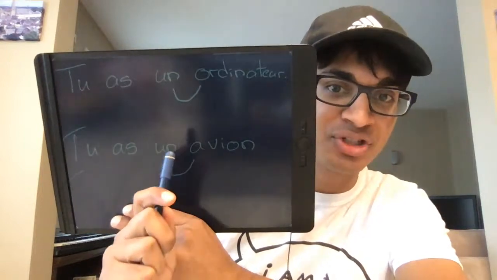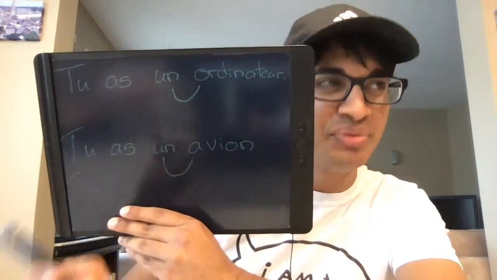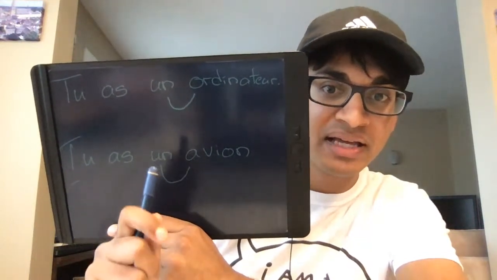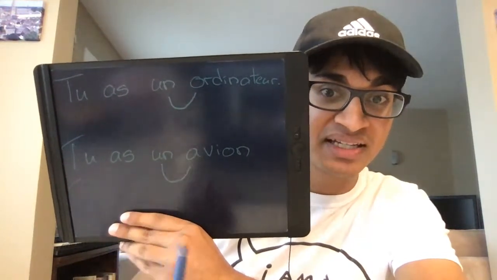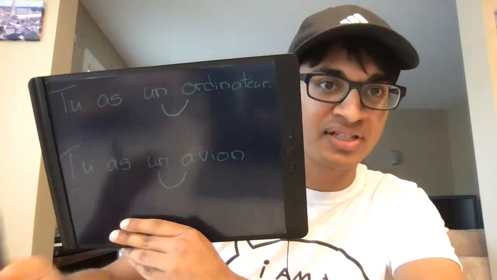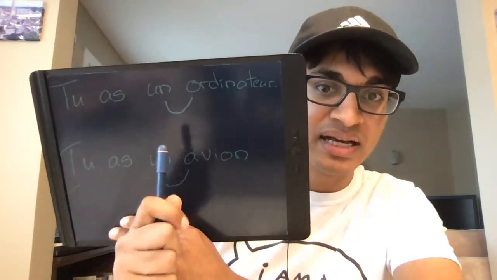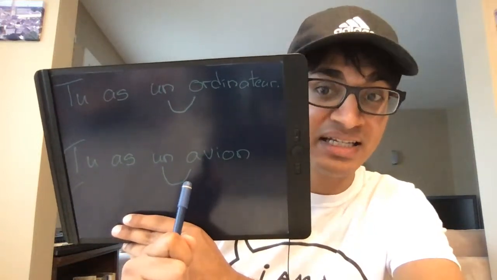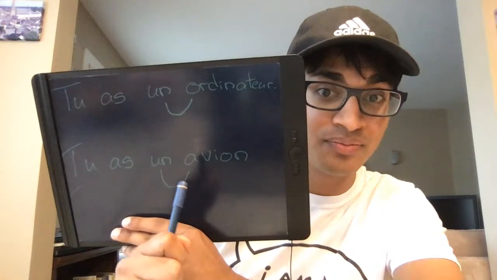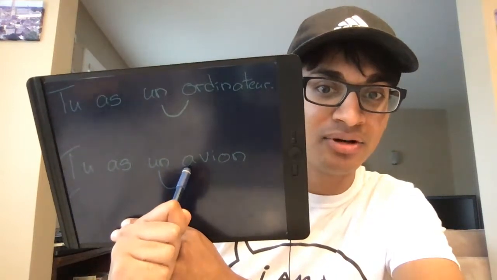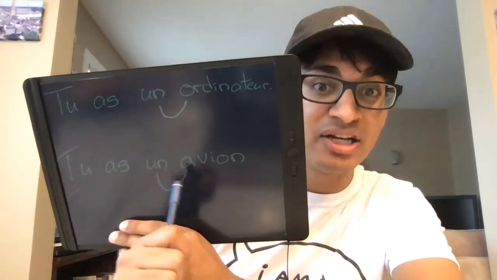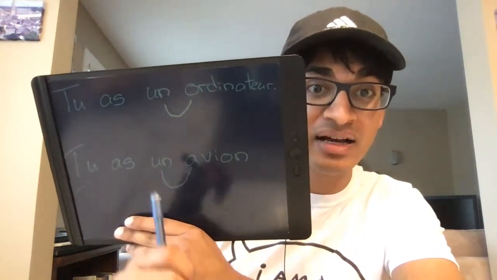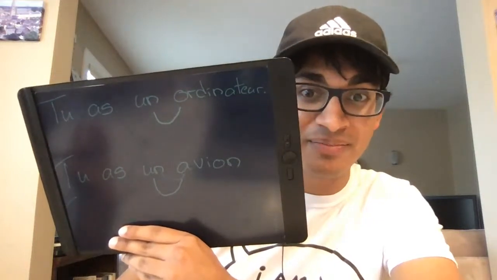So this will happen between words. We'll build on this slowly. For now, remember the following rule. Anytime you see the word un, meaning like a cow, a person, this, and the next word starts with a vowel, an A, an E, an I, an O, or a U, you're going to connect that N all the way over to the vowel. Un ordinateur, un avion.